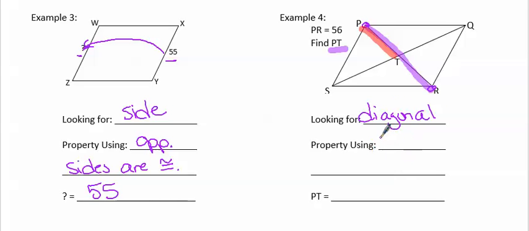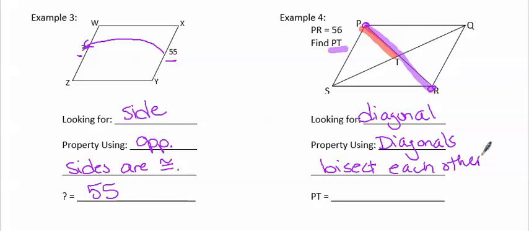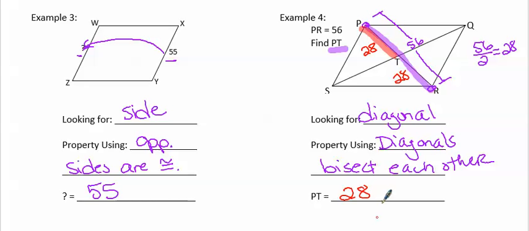So the property I'm using is that my diagonals bisect each other. That means if from here all the way to here is 56, when I break up that 56 and I divide by 2, I get 28. So each little piece is 28. So from P to T is 28. I took half my diagonal.